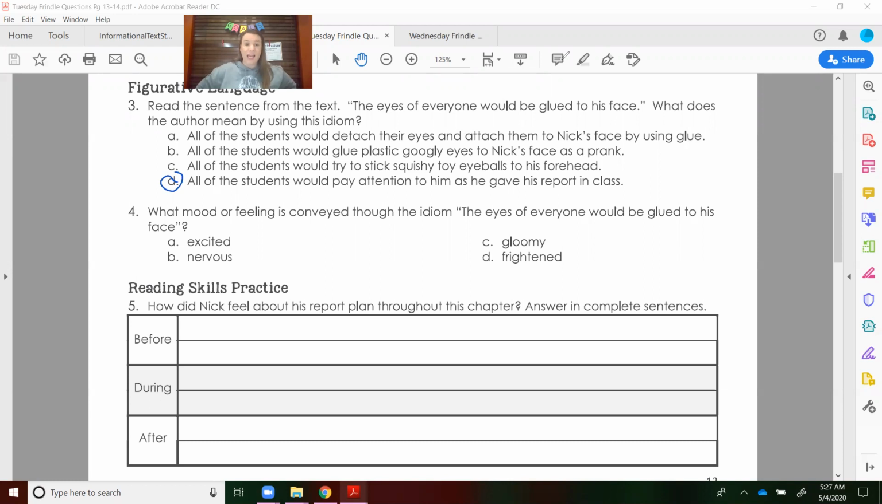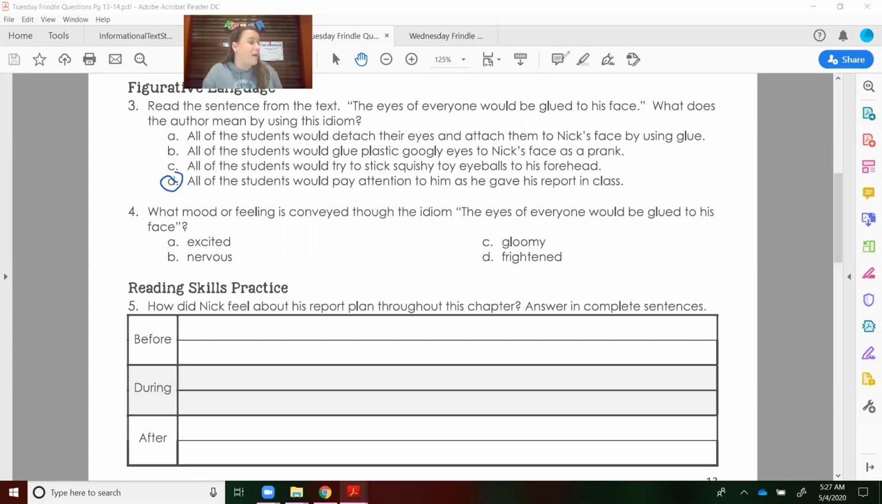What mood or feeling is conveyed through this idiom? The eyes of everyone would be glued to his face. To be able to know the mood, you can't just read that one sentence. You actually have to go back, and it was on the first page. You guys need to make sure you are going back to answer these questions, just like you do in your tests too. You need to always be going back. You can't just remember everything. I've seen a lot of people trying to just read it one time and not actually take the time to go back on their test on the computer. You need to go back and look in the text. I'm not going to say that enough. No matter what you do, whether you're in a classroom with a piece of paper or in a book, or whether you're on the computer reading it, you need to go back in the text and look. You're not going to remember it.